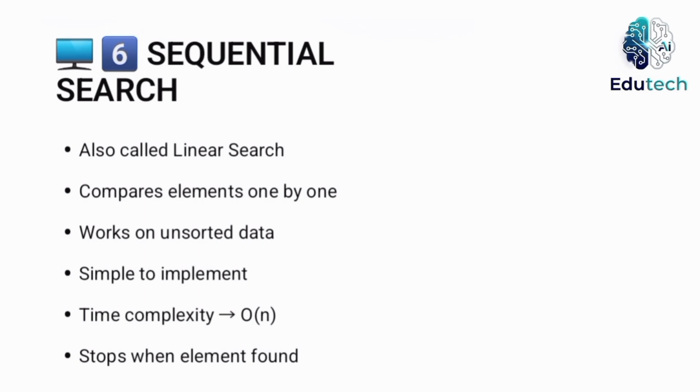Explain sequential search. Sequential search, also known as linear search, is a simple searching technique used to find an element in an array. In this method, each element of the array is compared with the target value one by one until the element is found or the end of the array is reached. It is easy to implement and does not require the array to be sorted. However, its efficiency is low for large data sets because it may require checking every element in the worst case. Sequential search is suitable for small arrays or unsorted data.